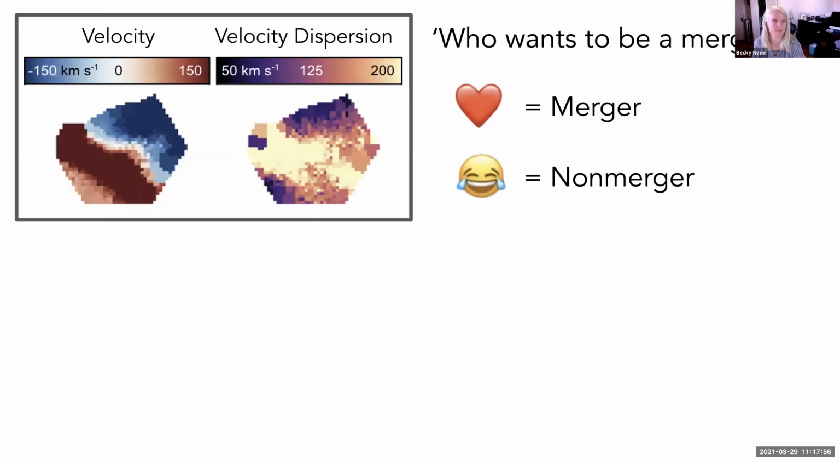But I won't now. Okay, it's time for our interactive activity. So what I'm going to have everybody do is vote on whether they think these galaxies are mergers or non-mergers using your reactions button, which is along the bottom toolbar. And I want you to tell me for this galaxy on the left, do you think this is a merger or a non-merger based on its velocity and velocity dispersion map?